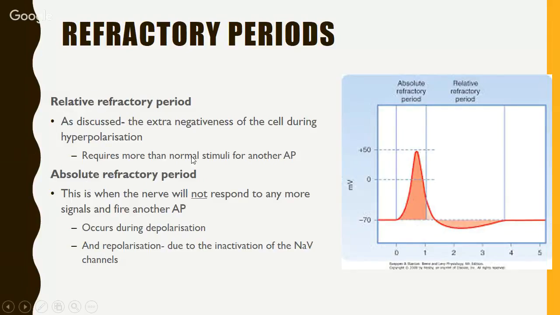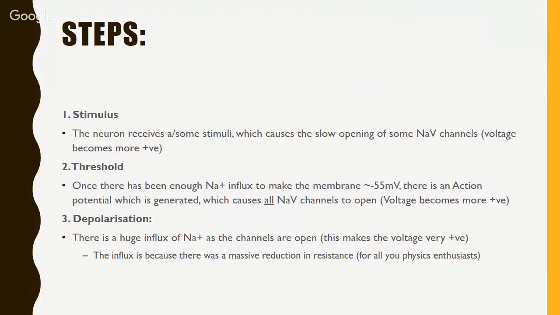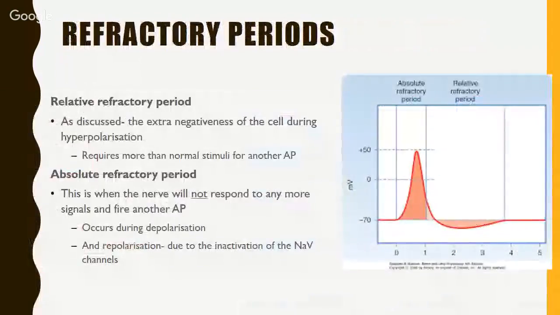Then you have an absolute refractory period. This is absolute because this is when the nerve will not respond to any more signals. The absolute refractory period is about here, in about that area. The reason you have it is because those sodium channels are inactivated. The sodium channels want to open at negative 55 millivolts, so during depolarization it would hit negative 55 millivolts again and send another action potential if it weren't for those inactivating states of the sodium. Hopefully that makes sense.